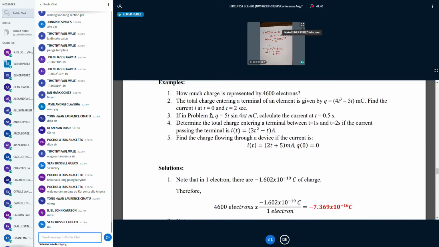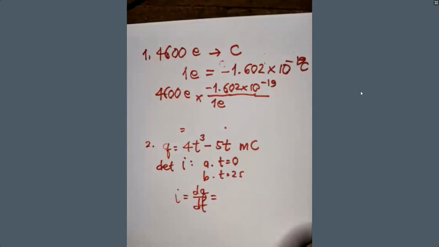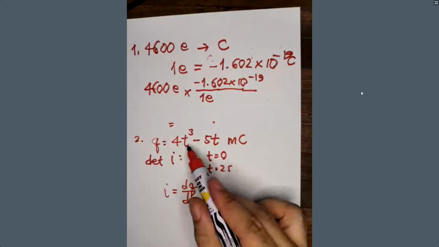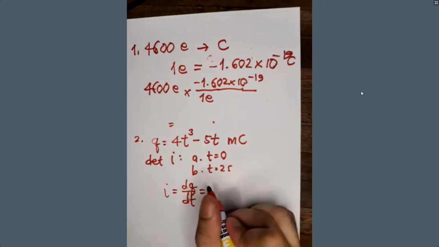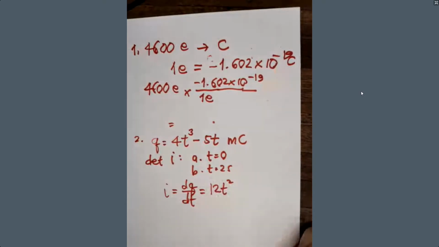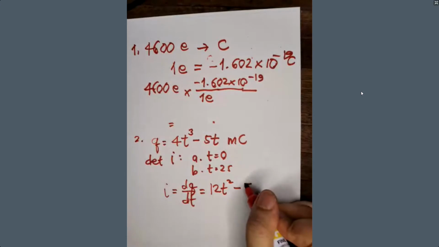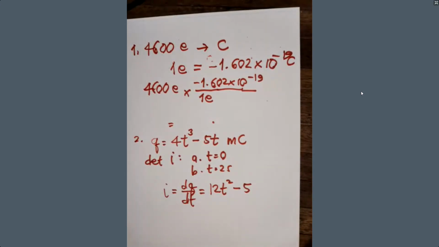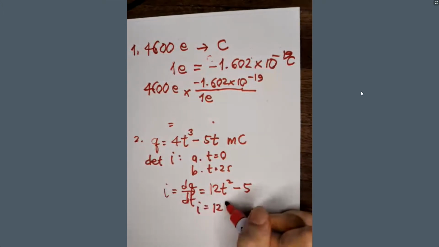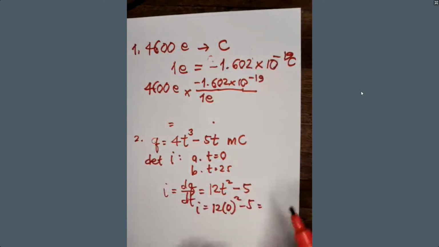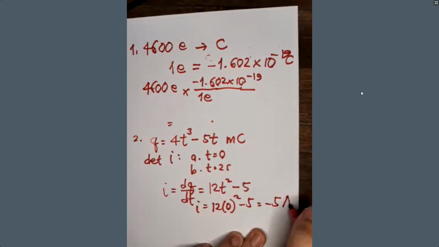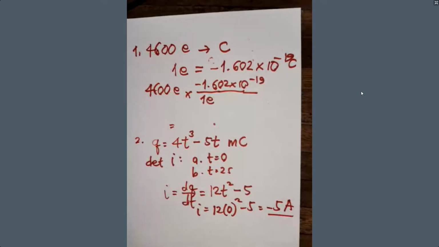Okay, ano bang relation nila? Diba I is equal to dq over dt. So you get the first derivative. So derivative nito ay 12t squared minus 5. So that therefore you substitute. So that's equal to 12 times 0 squared minus 5. So the answer is negative 5 ampere. Okay.